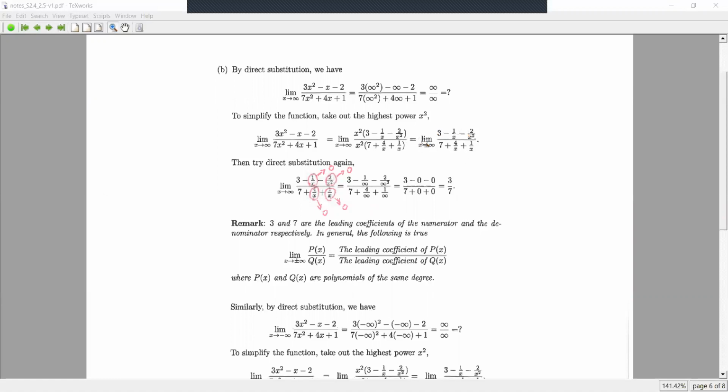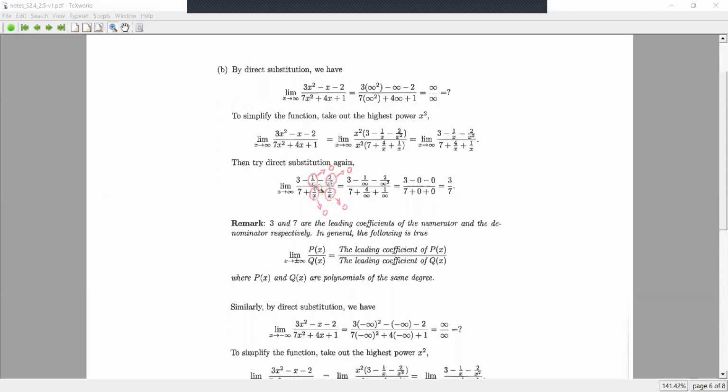Now, this limit should be easy to tell. As x approaches infinity, 1 over x approaches 0. 2 over x squared approaches 0.